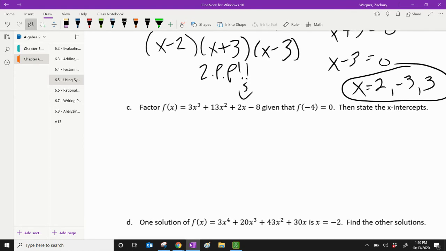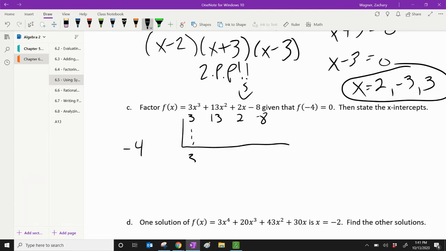These ones are just all asking the same question. Just make sure to keep up. Given that f of negative 4 equals 0, that means negative 4 is a zero, and x plus 4 is a factor. It's a cubic, so 3, 1, negative 2, negative 8. We're going to evaluate nicely.